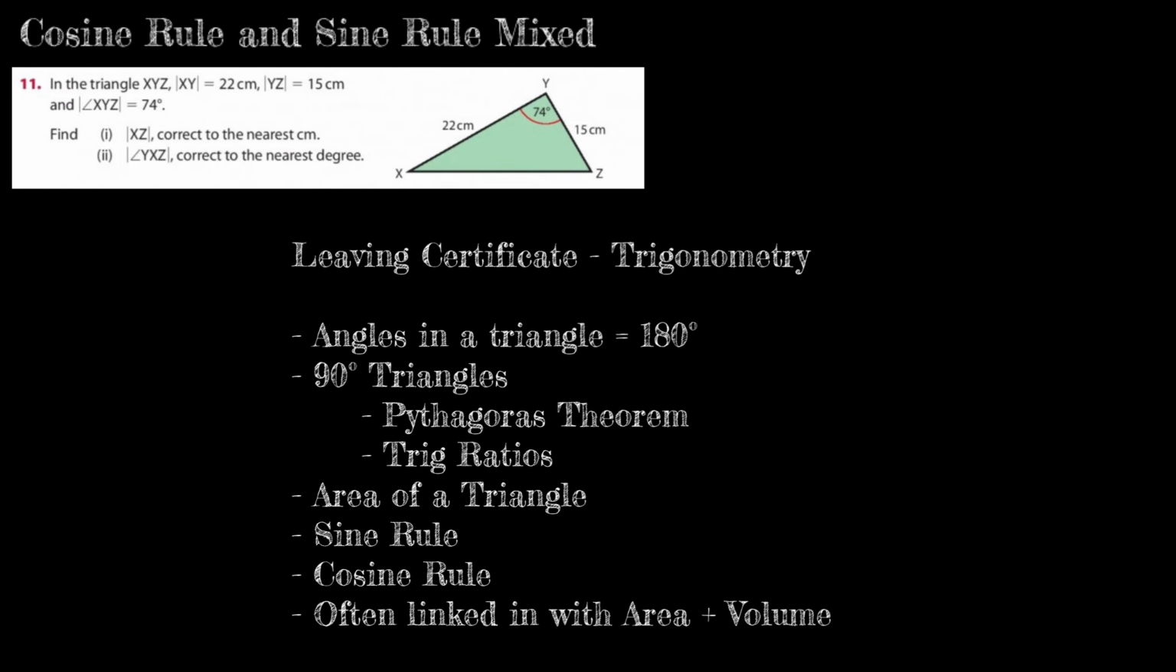In the triangle XYZ, XY is equal to 22, which is given. YZ is equal to 15, we know that. And the angle XYZ is equal to 74. So what we're going to do is look at it. We know we're dealing with trigonometry.